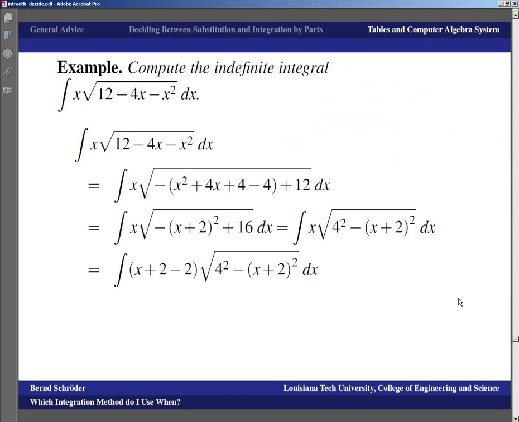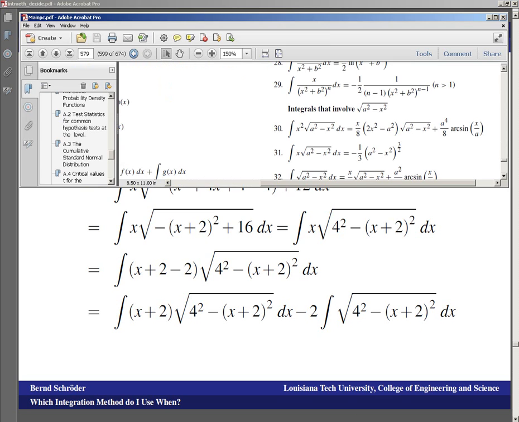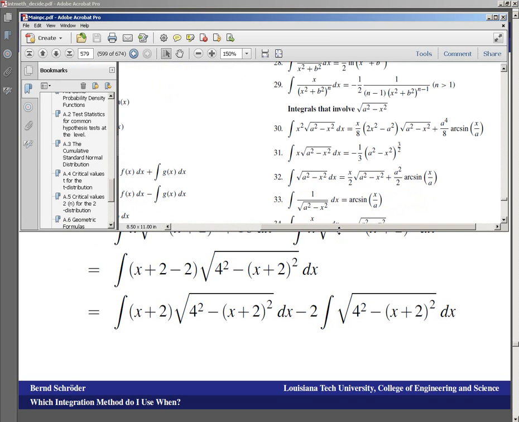Alright, so we can turn an x into an x plus 2 by adding 2 and subtracting 2. Of course, that means now as we pull this apart, we get the integral of x plus 2 times our root, minus 2 times the integral of the square root of 4 squared minus x plus 2 quantity squared. So now we've got two integrals, which unfortunately we have to have.